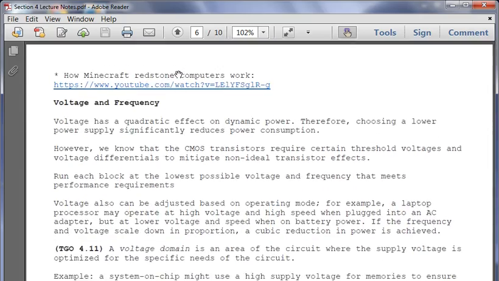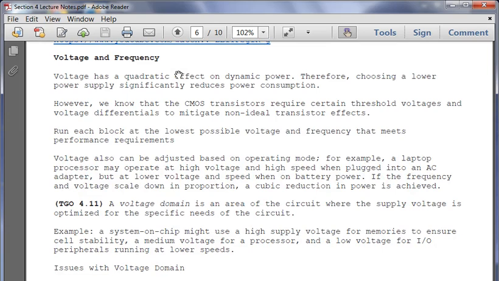So let me scroll down here. Voltage and frequency: we now know that based on switching, voltage has a quadratic effect on dynamic power and frequency is linear. However, we also know that CMOS transistors require certain threshold voltages and voltage differentials to mitigate non-ideal transistor effects. So in the diagram that I showed you earlier, we had that degradation on the input and output signal. The faster you switch, the harder it is for these circuits to meet the noise margins in particular. So if you're trying to just decrease supply voltage and maintain frequency, you're going to have a problem at some point meeting your noise margin.